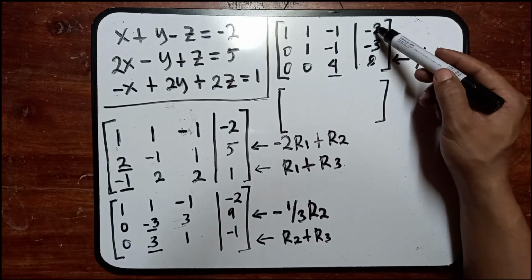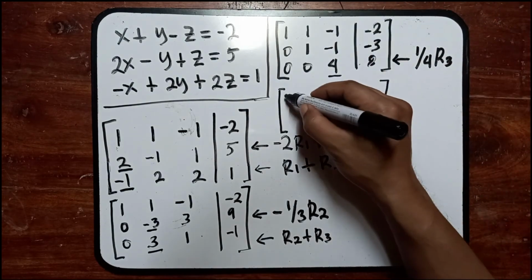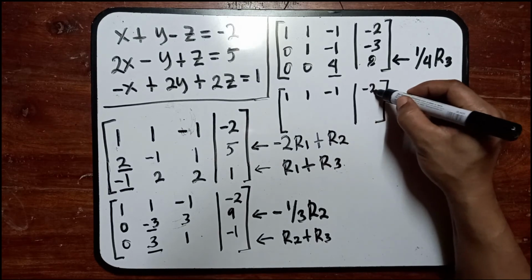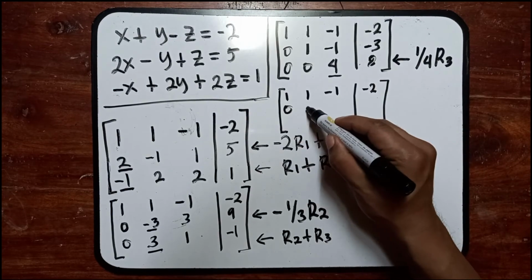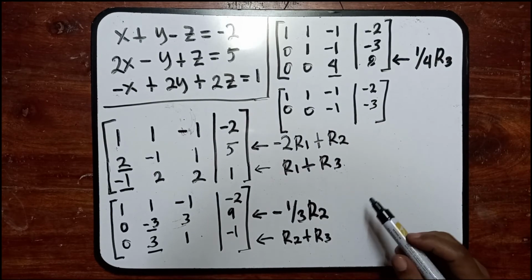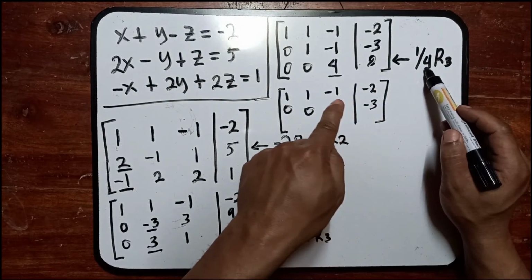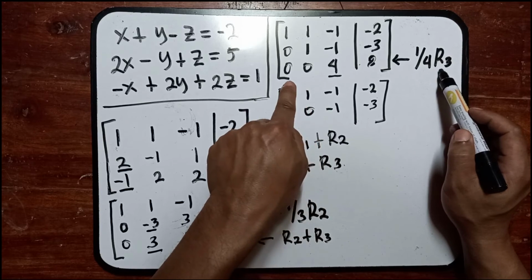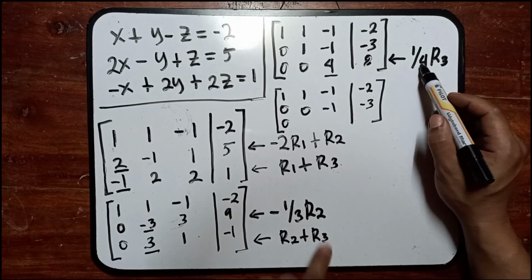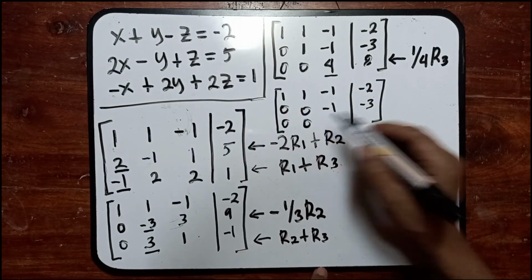So we did not touch row 1 and row 2, meaning we are just going to copy everything there. 1, 1, -1, and then -2, and then 0, 0, -1, then -3, and then 0 times, remember we have 1/4 here, 1/4 times R3, that is 0, so still the result is 0. 1/4 times R3, still 0, so we have 0 here.